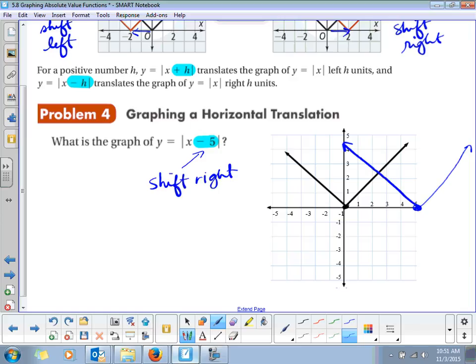Now I want you to notice that from your parent function for absolute value, it's always 1 to 1. Does everybody see that? 1 to 1. Then it's always 1 to 1. So that's problem 4. Any questions so far? Wow, this is going fast.